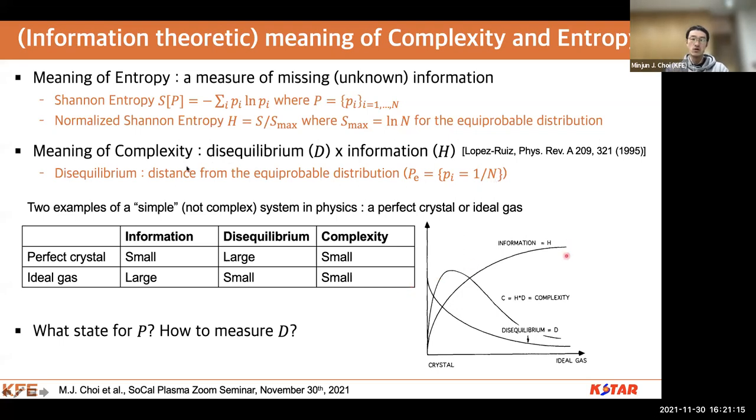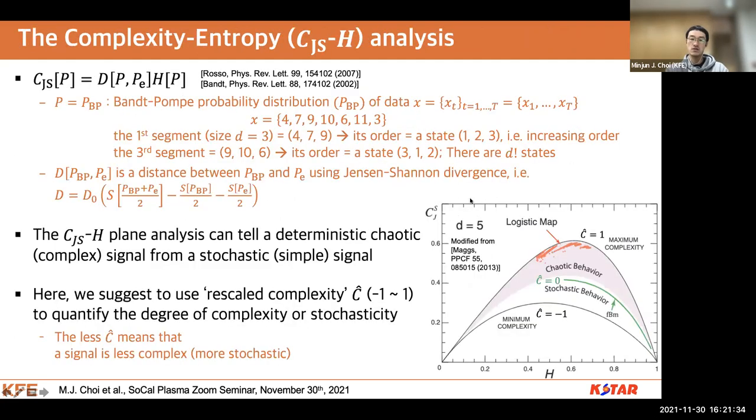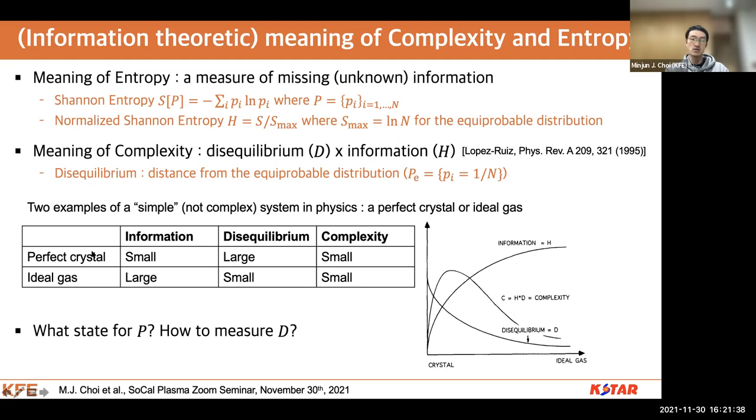And this can be more easily understood with some examples. We have examples of simple systems, not complex systems in physics, which are a perfect crystal or an ideal gas. These two systems are known as simple, not complex systems. We can consider the information or the disequilibrium of these states. The perfect crystal would have a delta function-like probability distribution because its motion is well defined by a single state. So a single state determines all its motion, and the missing information is very small.